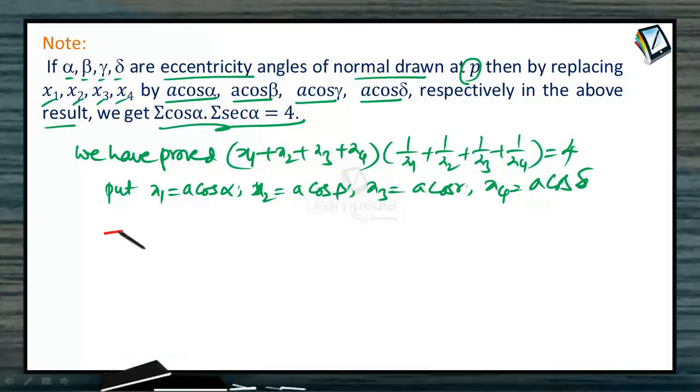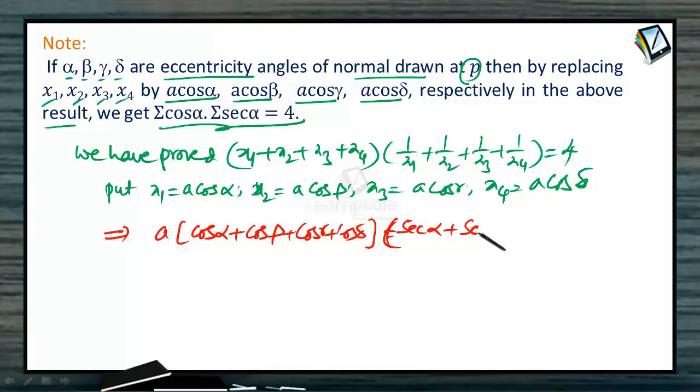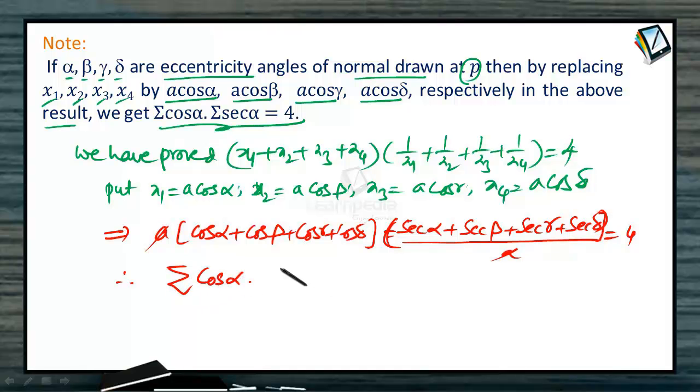When you replace them, a is taken common, that is cos alpha plus cos beta plus cos gamma plus cos delta, times 1 by cos, which is secant, for each of the four angles. This equals 4, and here the 1 by a equals 4. This a and this a cancel, therefore you can write it as sigma of cos alpha times sigma of secant alpha equals 4. That is what you can prove also.